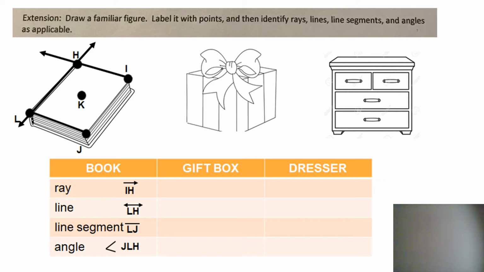HIJKL, and the ray is IH, begins at I, goes through H with an arrow. The line is LH, goes through H, goes through L. Notice the two arrows. The line segment has a definite beginning, definite end, is LJ. And the angle, notice the symbol, is JLH.